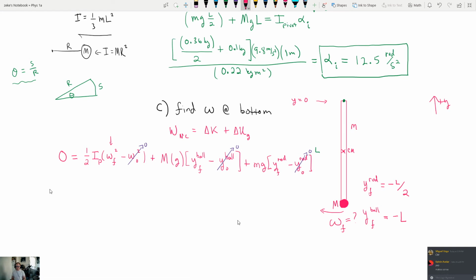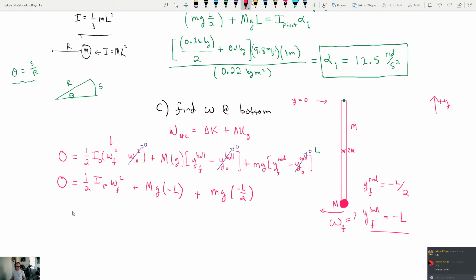Okay, so we're going to have negative mg Y final ball. Okay, we'll wait to put that in until the next step. You know what? Let's not do that. It's going to be easier to do all the algebra once we don't have all these subscripts, so let's just plug everything in. So 0 equals 1/2 I pivot times omega final squared. We know what I pivot is, but I'll plug the number in later. Plus big M G, Y final ball was negative L, plus little m G, Y final rod is negative L over 2. Okay, and then we just want to solve this.